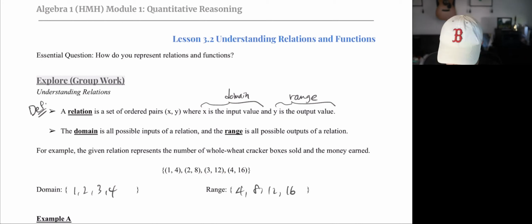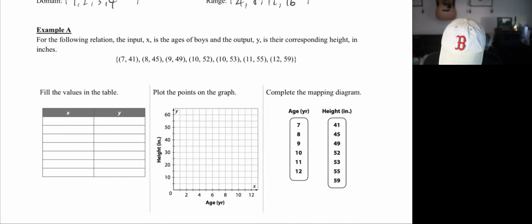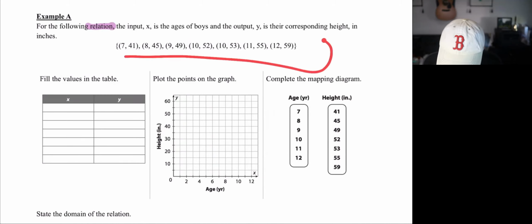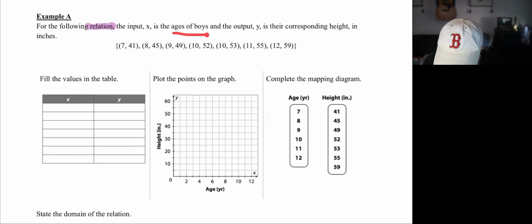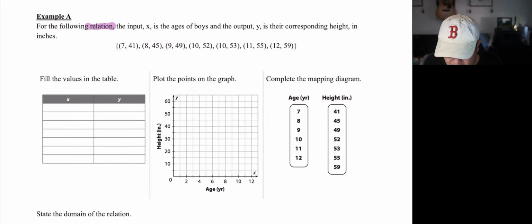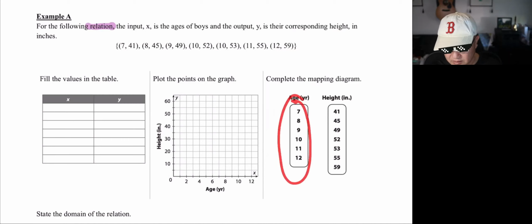All right, guys. Here is example A. So here, it's important that you understand this is a relation. They're claiming that this is a relation, where the input x is the age of the boys and the output y is the corresponding height in inches. And there are three major ways to display that aside from set notation. One is a table, another is a graph, and the other is completing a mapping diagram. When I'm writing it, usually it looks like an oval shape like this.